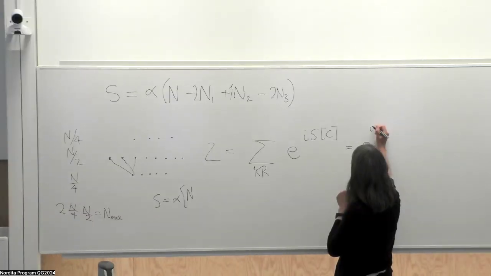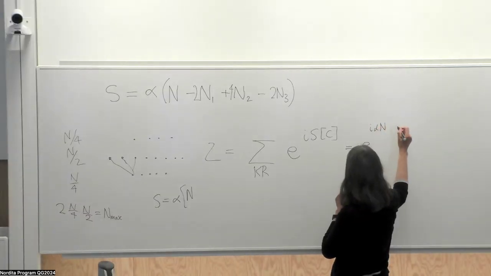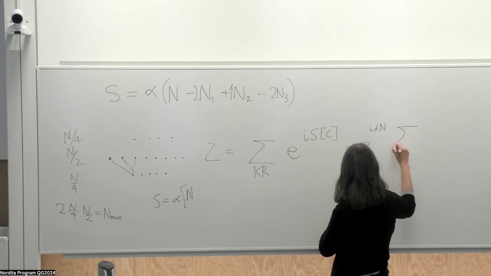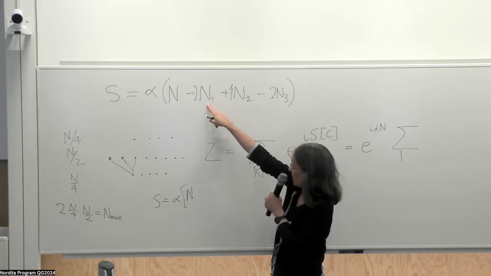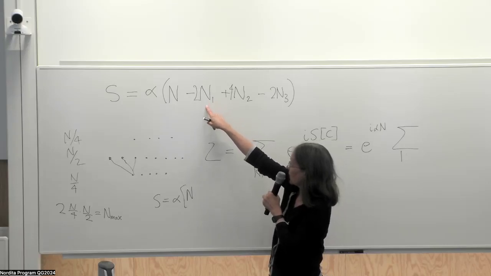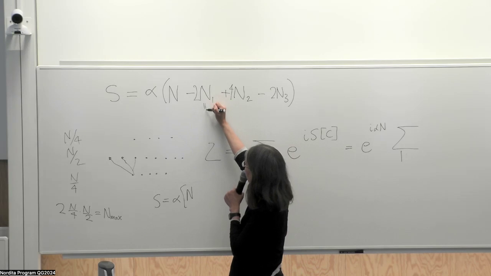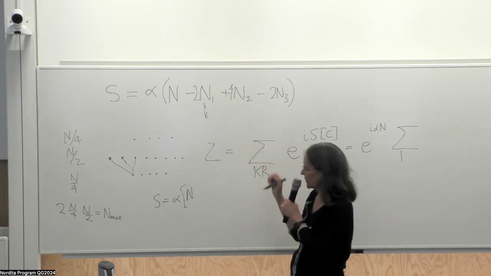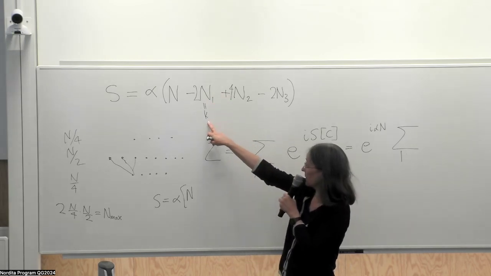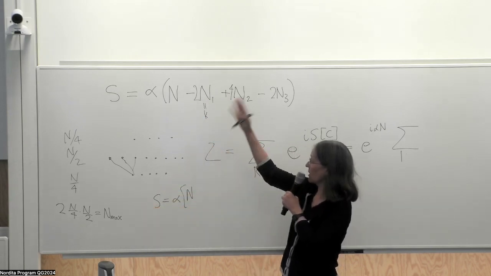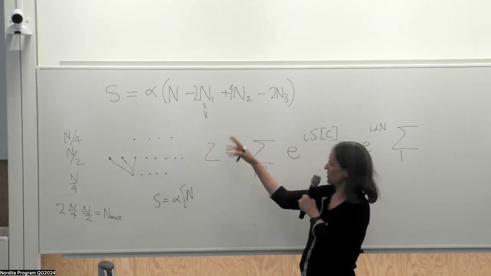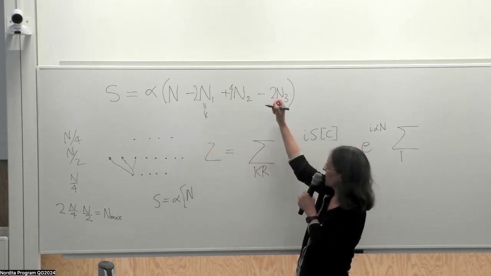So this thing becomes e to the i alpha n, that's the same for them all, sum over k. I'm going to call the number of links k. So there'll be some number of links k. The maximum number that k can be is n max, and the smallest it can be is 0 if there are just no links. It's just no relations at all.